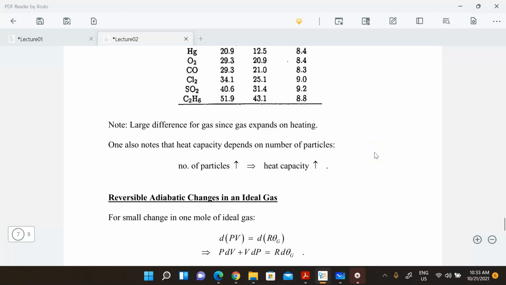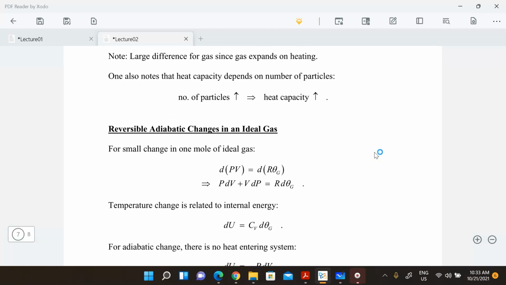I think I have one last thing, and that's all I prepared for today. This is the last section of the first chapter of the book, which is to talk about adiabatic change in an ideal gas. Again we consider the simpler case of 1 mole, otherwise you have to put n there. So you get pV equals Rθ. Now take the differential of that, so you get pdV plus Vdp equals Rdθ.